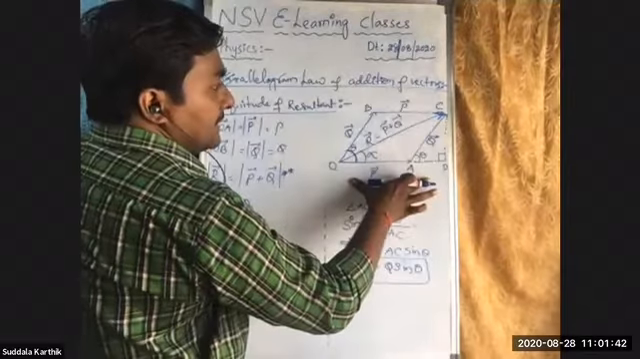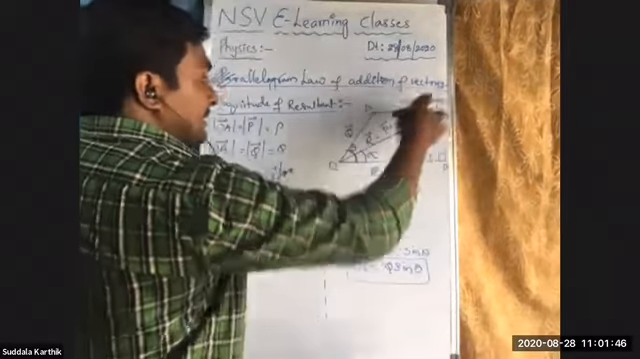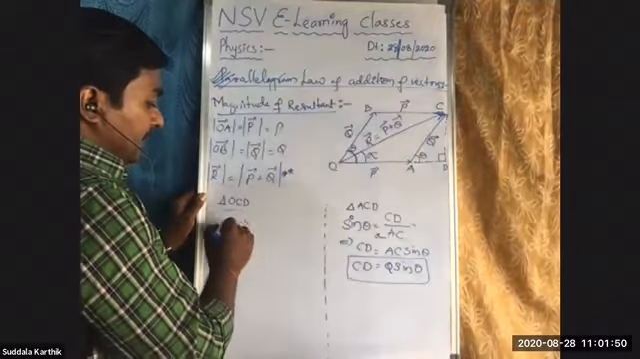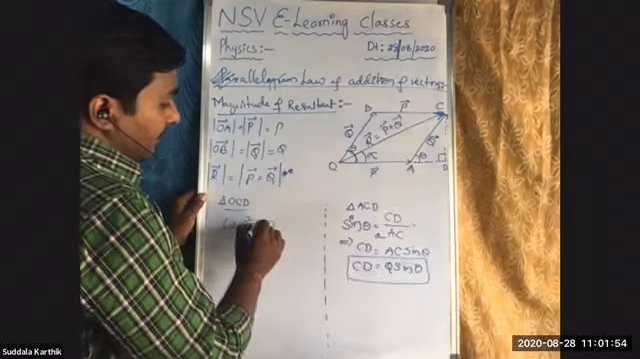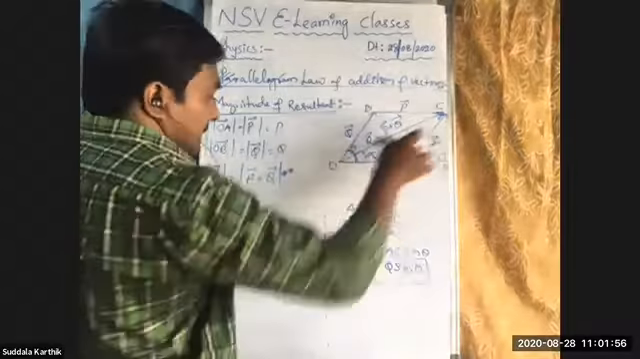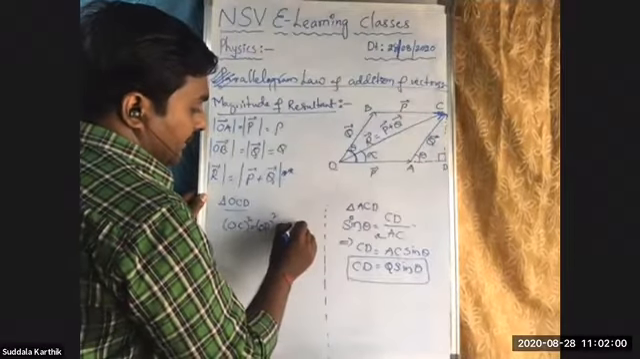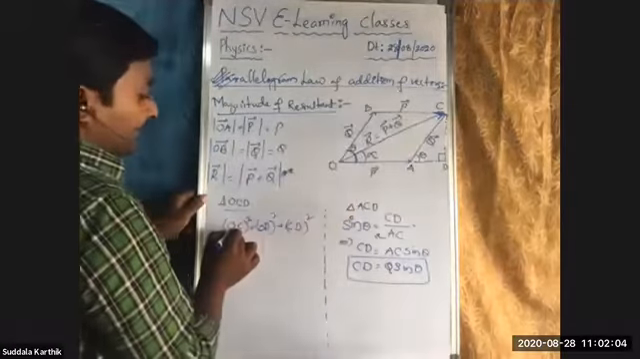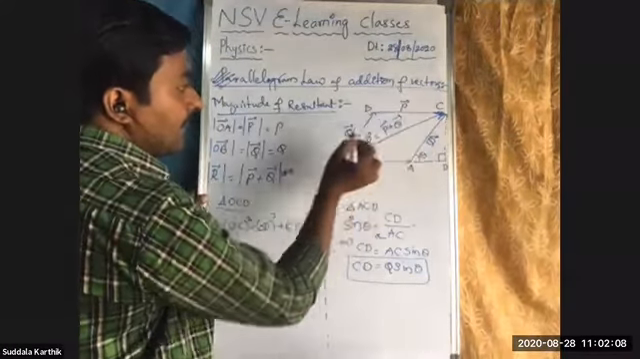OD is the adjacent side, CD is Q sin theta, and OC is the hypotenuse. So according to the Pythagoras theorem, hypotenuse square is equal to OC square, which is equal to OD square plus, tell me, CD square. Very good. OC is nothing but the magnitude of this resultant vector, R bar.